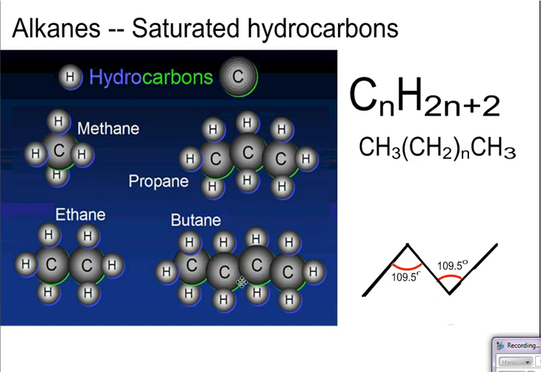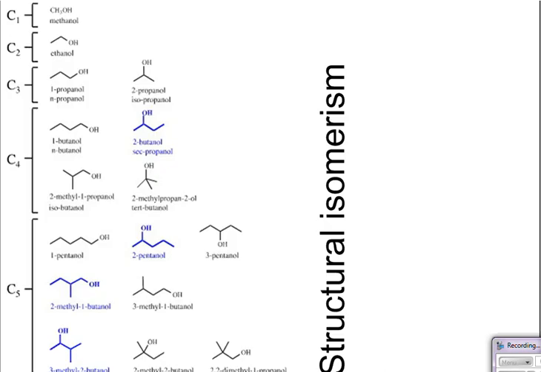Now, butane's formula is C4H10, and in a straight chain, it would look like this. However, it has the ability to form a structural isomer, which is when two molecules have the same atoms but different bonds. And it's possible for all alkanes after butane. So after butane, it is possible for the second or third carbon in butane to be a branch off of the molecule.